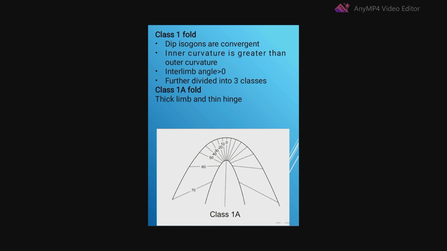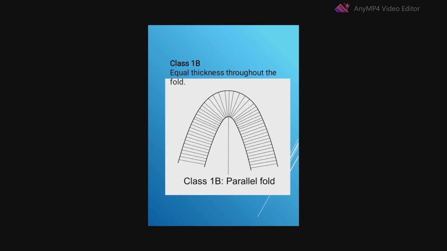Then it is further divided into three classes. Class 1A, where the limb is thick and hinge is thin. As you can see in this picture here, limb is thicker and hinge is thinner. And class 1B, equal thickness throughout the fold. As you can see, the thickness of the hinge and limb is equal throughout the fold.